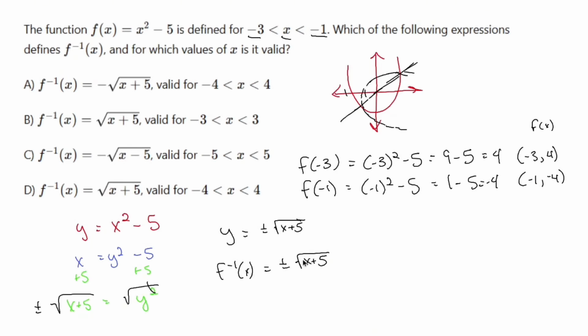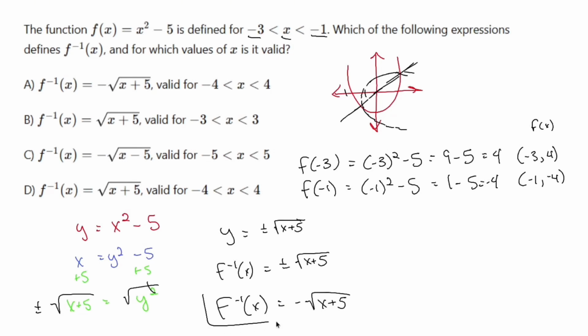Here's the issue. We care about the negative x values, which means we're not going to care about both positive or negative square root of x + 5. Since we were dealing with the negative side, our inverse is only going to care about the negative side as well.